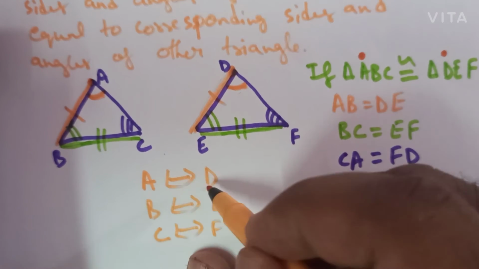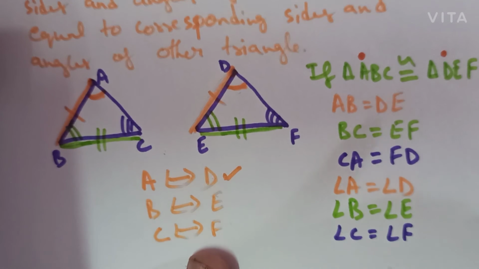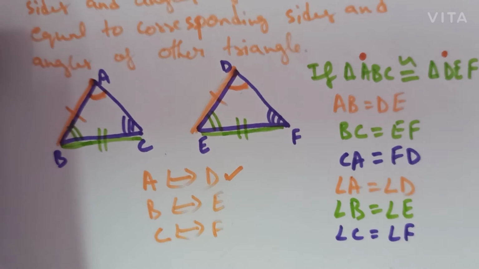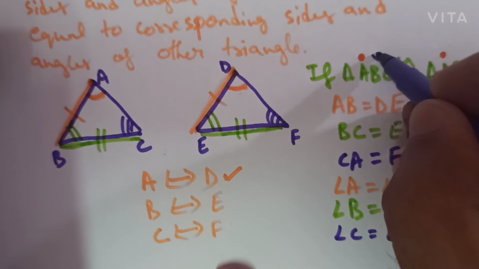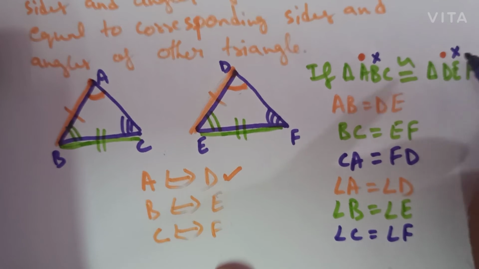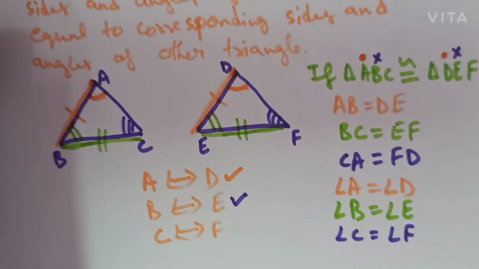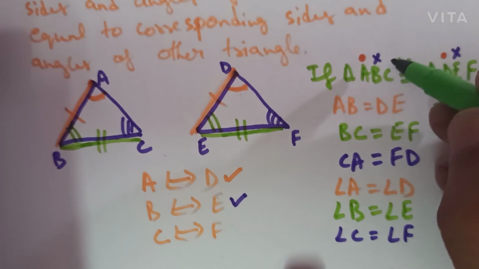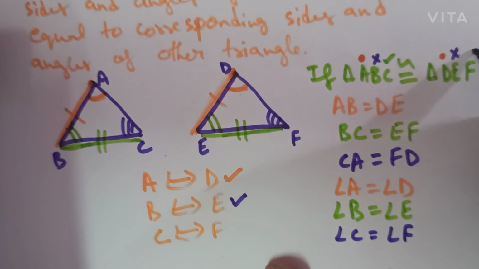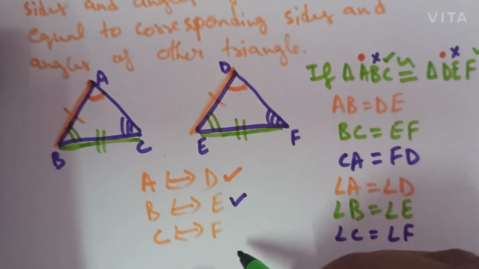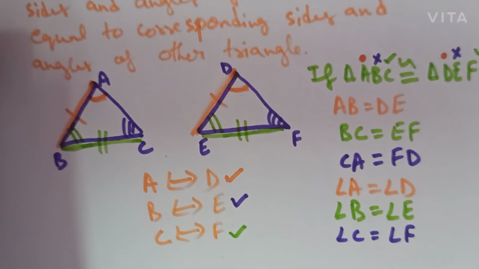Yes, vertex A is matching with vertex D. Now, vertex B should match with vertex E. Yes, vertex B is matching with vertex E. And the third one, vertex C should match with vertex F. So yes, vertex C is matching with vertex F. So all the three vertices are matching.